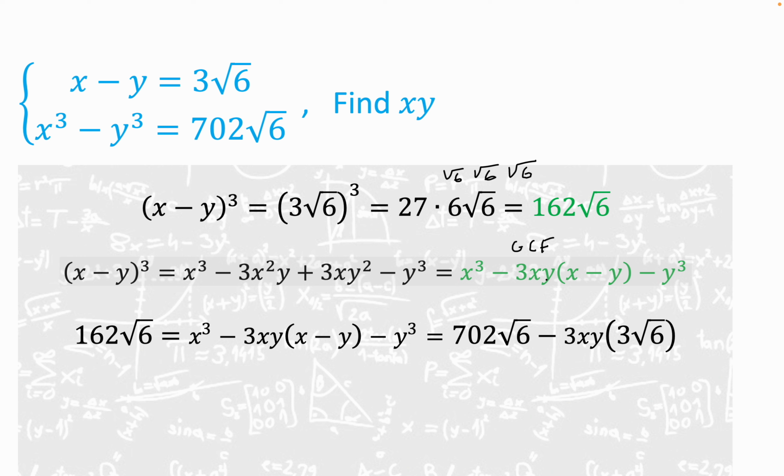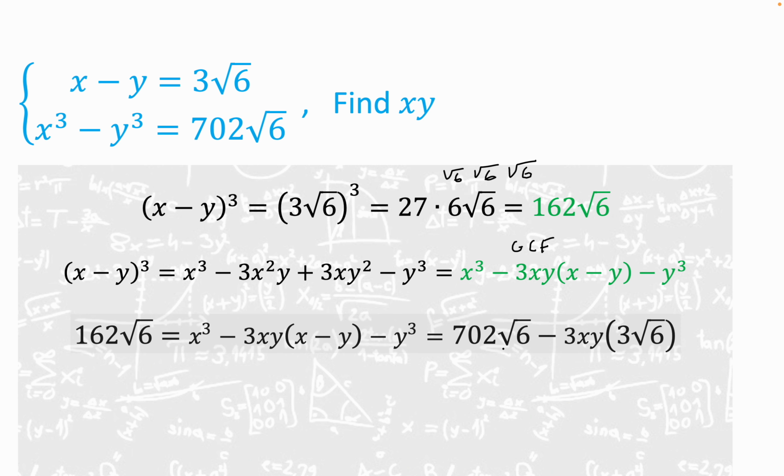Now the rest of this, folks, is again equating equals. You see the green expressions that I've done for you right here? That's all I'm doing, equating the green expressions on this line right here. But notice the last piece of information that we did not use is getting used now. We're given that x cubed minus y cubed is equal to 702 root 6. That's where this 702 root 6 comes from.